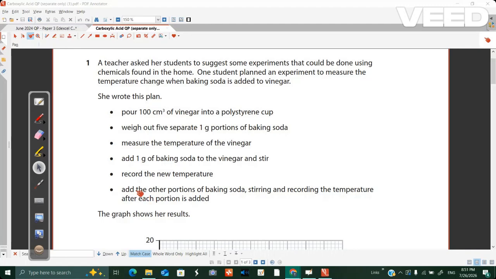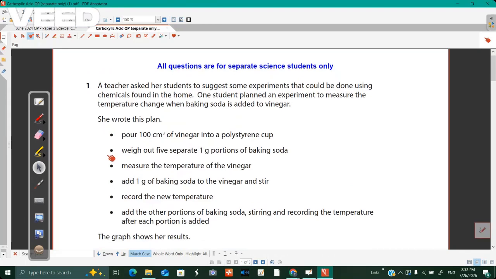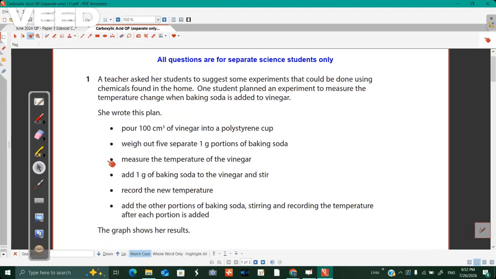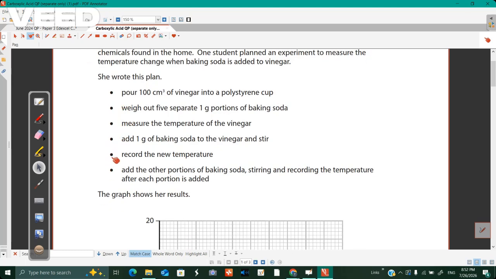A teacher asked students to suggest some experiments that could be done using chemicals found in the home. One student planned an experiment to measure the temperature change when baking soda is added to vinegar. Put 400 cubic centimeters of vinegar into a polystyrene cup. Weigh out 5 separate 1 gram portions of baking soda.